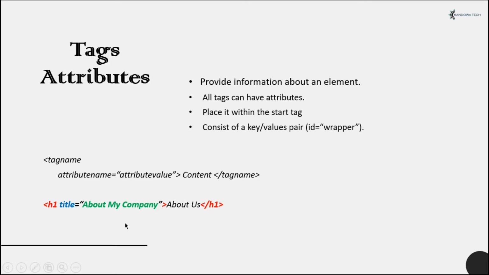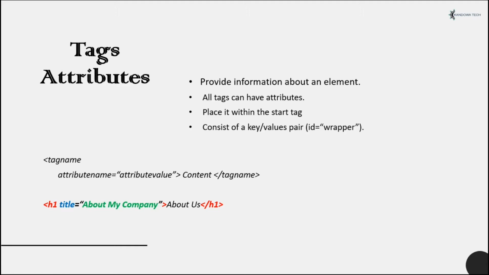So this is the format to add an attribute: a tag name, a key or attribute name, and then in between your quotation marks, that's where you add your attribute value. That's really everything that you need to know whenever you are dealing with attributes.